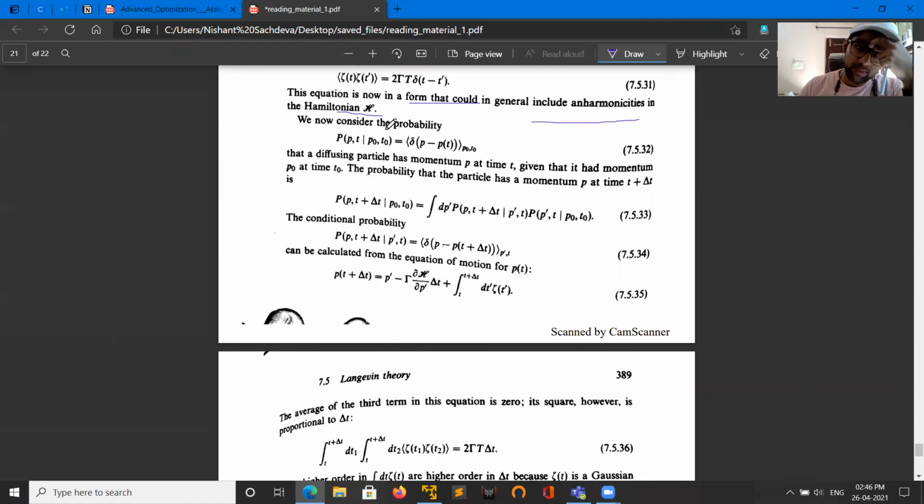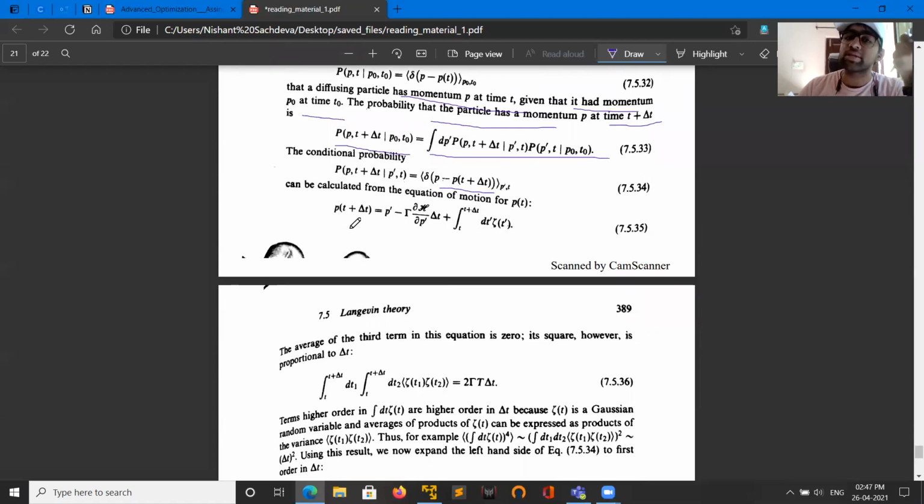We now consider the probability that a diffusing particle has a momentum p at time t, given that it had a momentum p naught at time t naught. The probability that a particle has this particular momentum at this particular time is given by p of p comma t plus delta t given p naught comma t naught as this particular integral. The conditional probability is the average of delta of p minus p of t plus delta t.